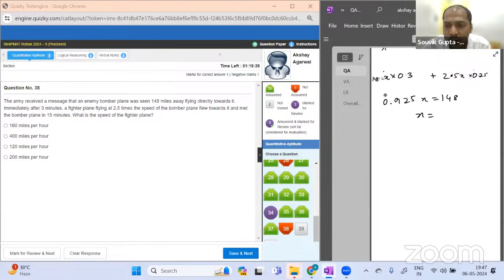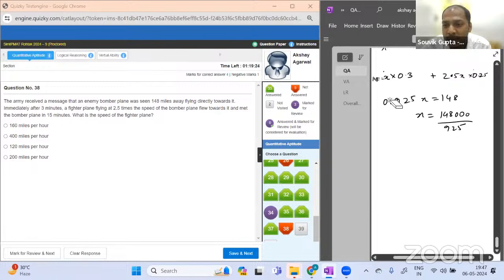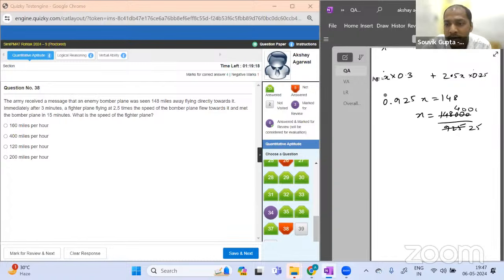Therefore, x is equal to 148,000 divided by 925. 25 goes 37 times. At first divide by 37. 37 goes 4,000 times, and 4,000 divided by 25 will be 160. So 160 miles per hour.